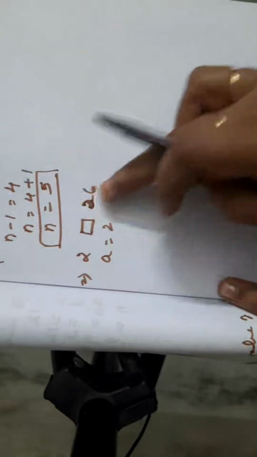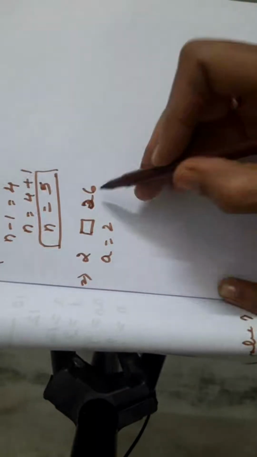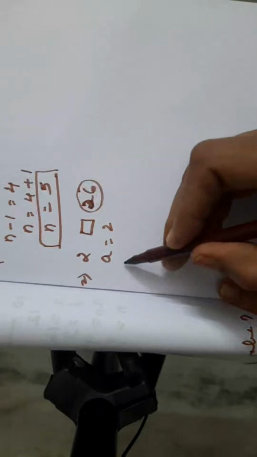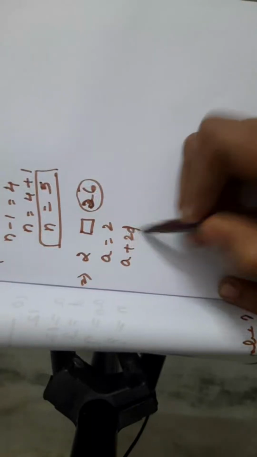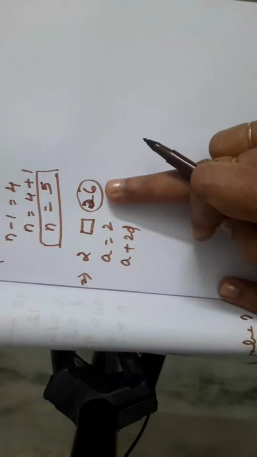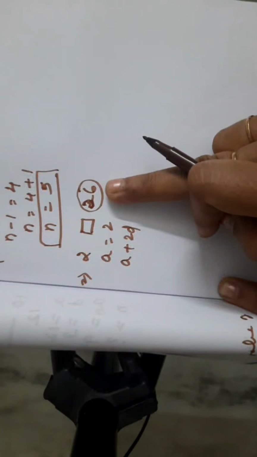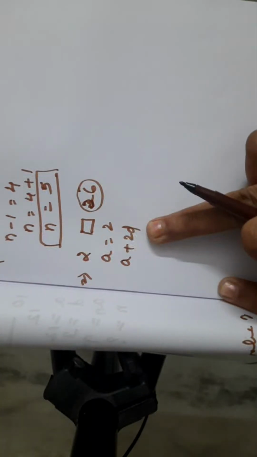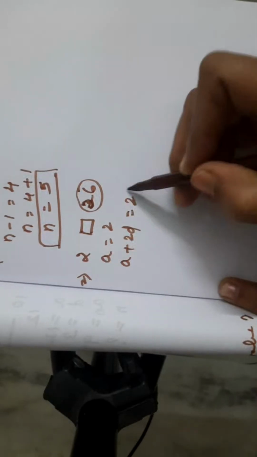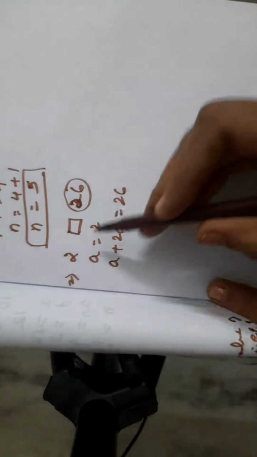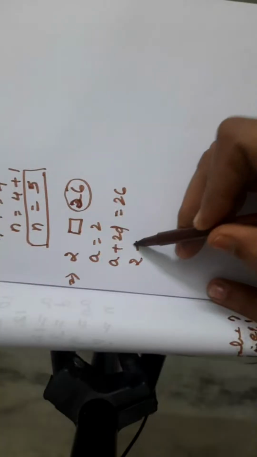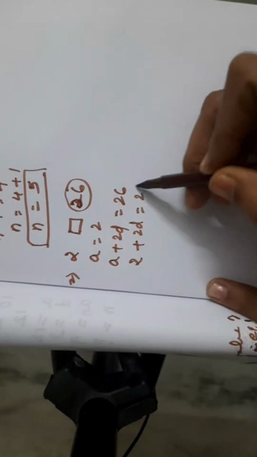So prepare the equation based on the third. 3 minus 1 is 2. So our equation will be a plus 2d. First, second, third, whatever the term is, subtract 1 from that. So 3 minus 1 is 2. a plus 2d is 26. Already we have the value of a, so replace a by 2. 2 plus 2d is equal to 26.